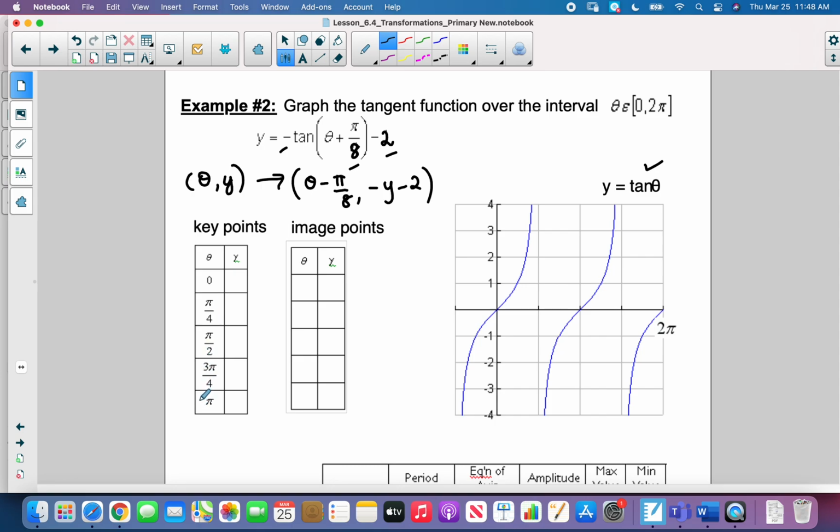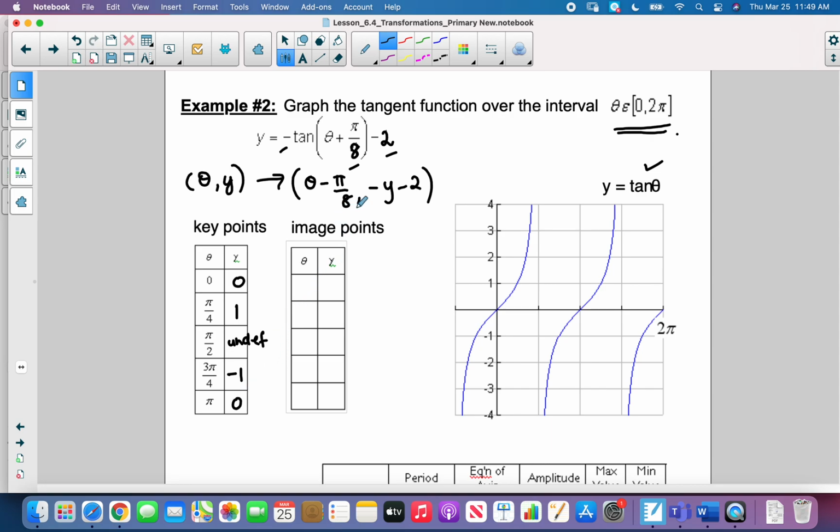And I have one cycle that is going from 0 to pi. And I have to graph this for 0 to 2 pi, this particular tangent function. So I'm going to go from 0 to pi, the actual values from the parent function. Tan 0 is 0, tan pi over 4 is 1, tan 90 is undefined, tan 3 pi over 4 is negative 1, tan pi is 0.